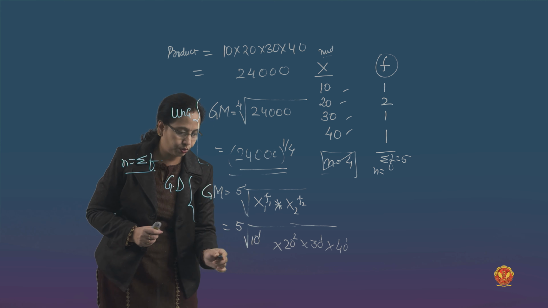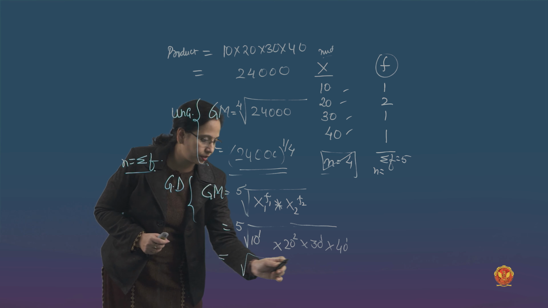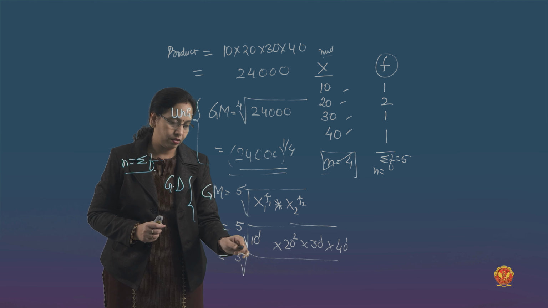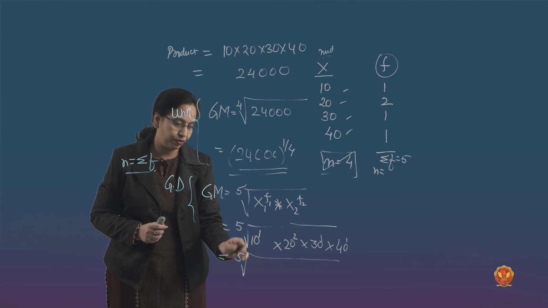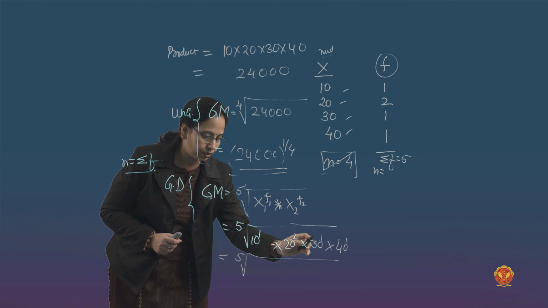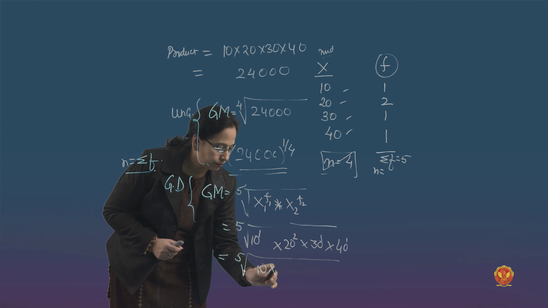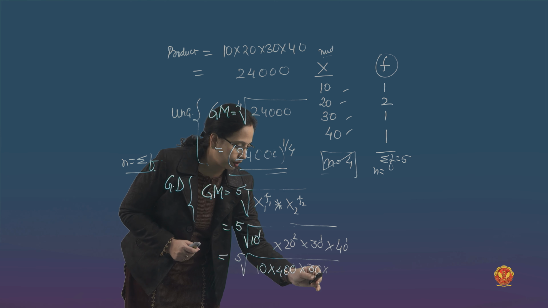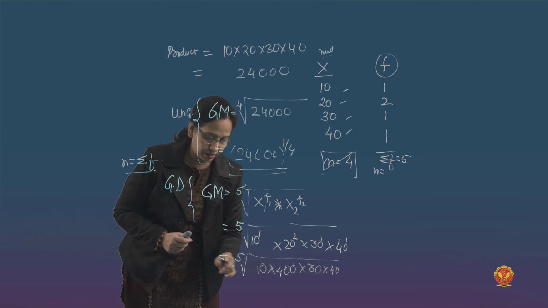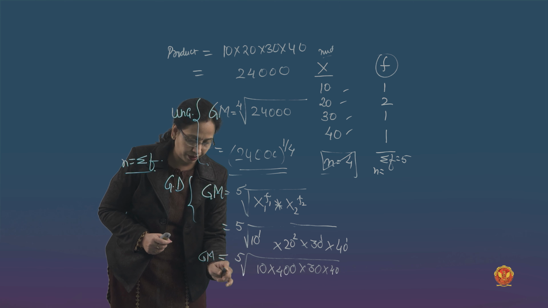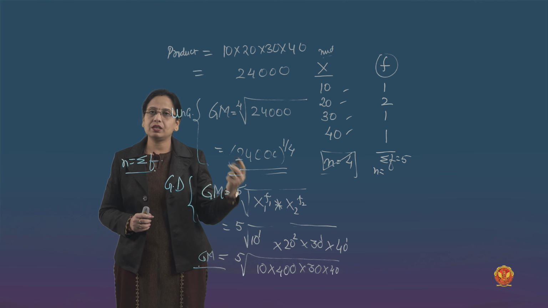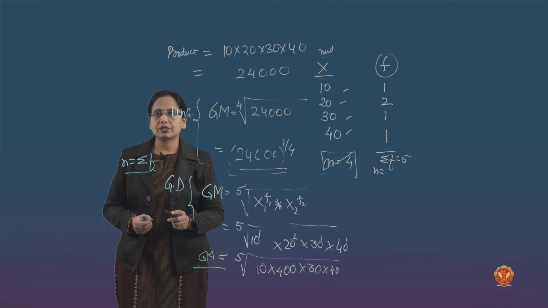When you do this, use your scientific calculator, because we cannot do the fifth root by hand. The product calculation we can very well do: 10 into 400 into 30 into 40. When you perform this exercise using the calculator, you will get the geometric mean in the case when the data is grouped data, maybe the discrete or the individual series.